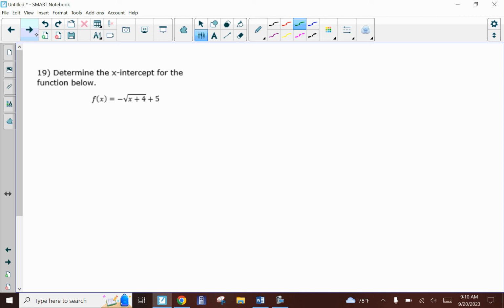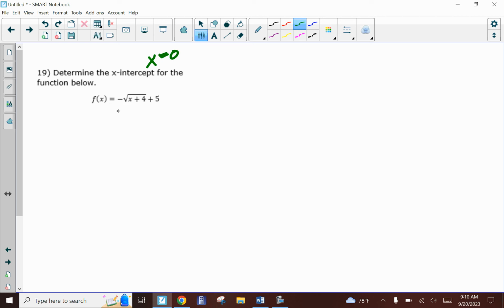Okay, next equation, it says determine the x-intercept for the function below. There's 2 different ways you can find the intercept. I'll show you one way. Every single intercept is going to have an x value of 0. So anytime you have an x-intercept, your x value is going to be 0.